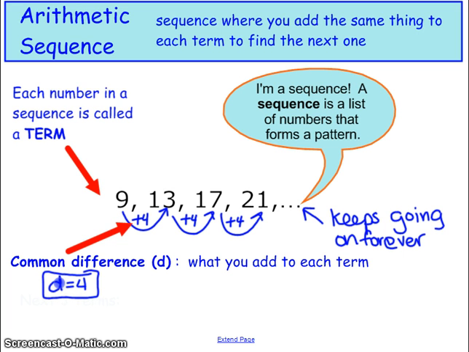So if you know the first term and the common difference, it's really easy to find other terms in the sequence. If I wanted to find the next 3 terms in this sequence, I would just keep adding 4 onto the end. So my last term so far is 21, so if I add 4 to that, I get 25. And then if I add 4 to that, I get 29. And if I add 4 to that, I get 33.